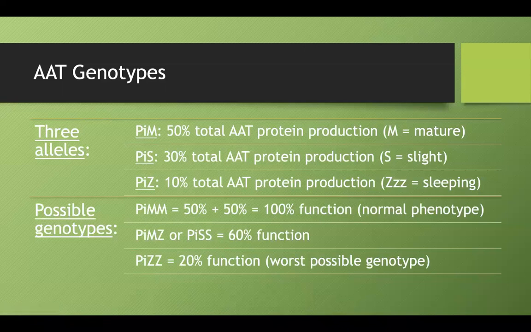What they will especially want you to know is that this genotype, the PIZZ, is the worst possible genotype, and it only gives you about 20% of the function that you should have of alpha-1 antitrypsin. And so these are the people that are most at risk for significant liver cirrhosis and significant panacinar emphysema. And so just keep these different genotypes in mind on test day.